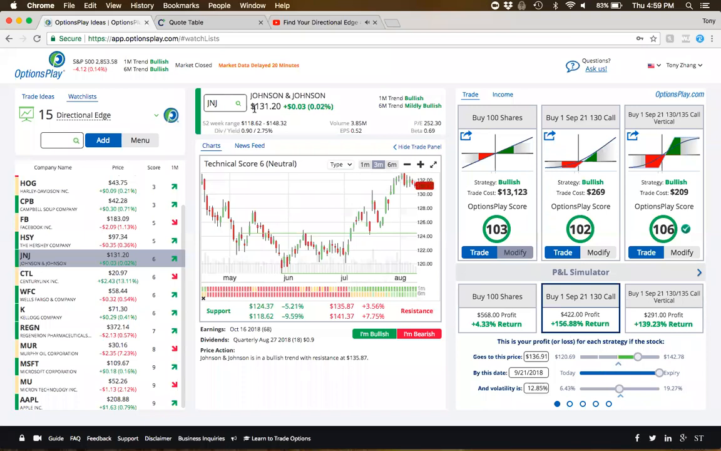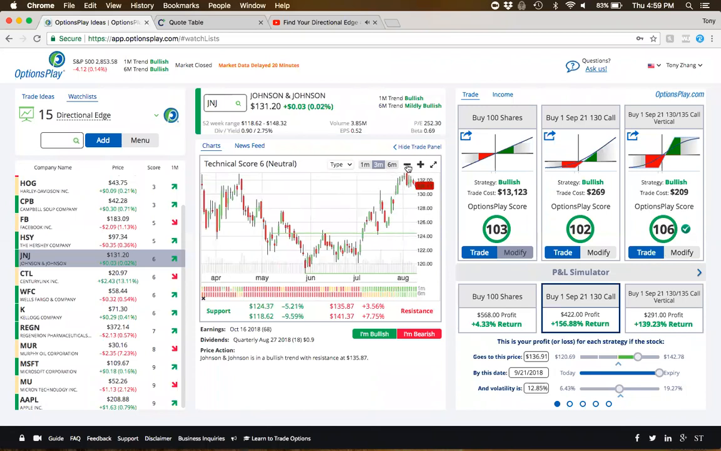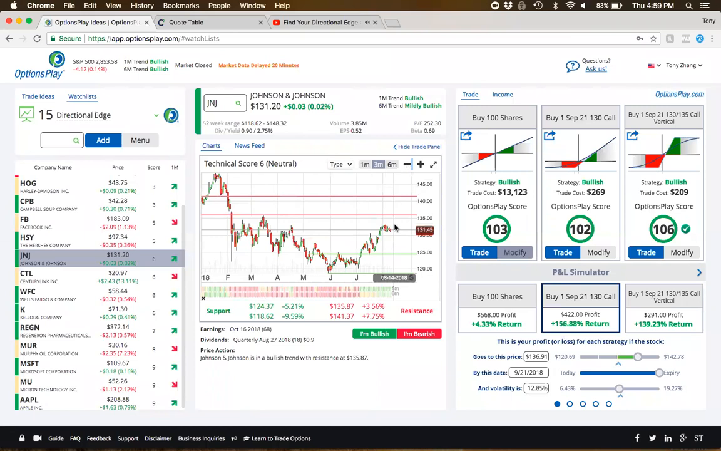So as you can see here on Johnson & Johnson, trading at 131, if you're bullish on Johnson & Johnson and you think it's going to go back to, let's say, that 135, 136 support resistance level, then you can quickly type that in and say, well, if the stock went up to 136, normally if I bought the stock, I would only make about a 3.5% return. But if I bought this call option, I make 123% return. And if I bought this spread here, I make 139% return.